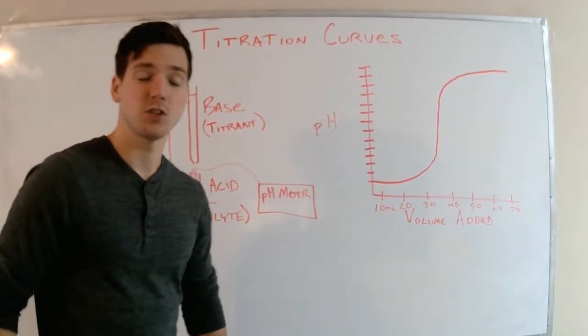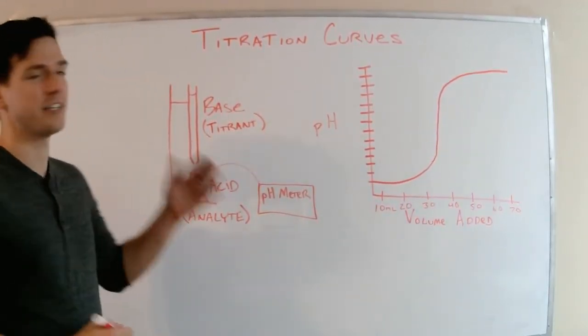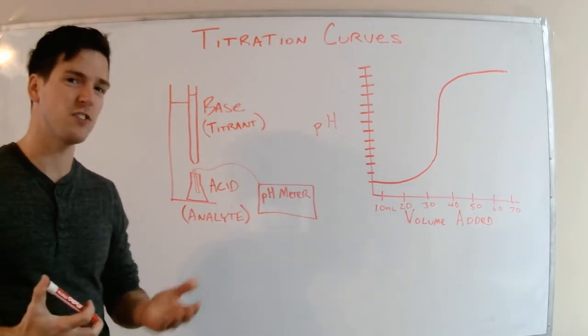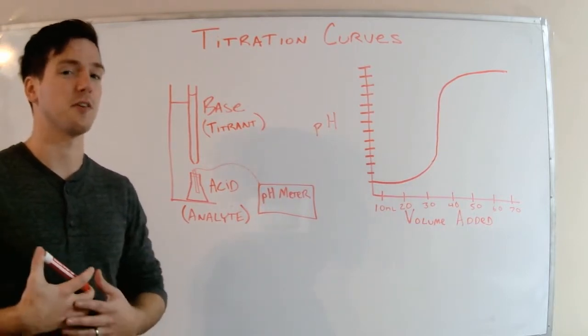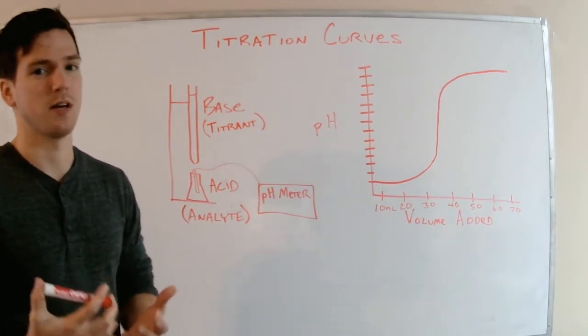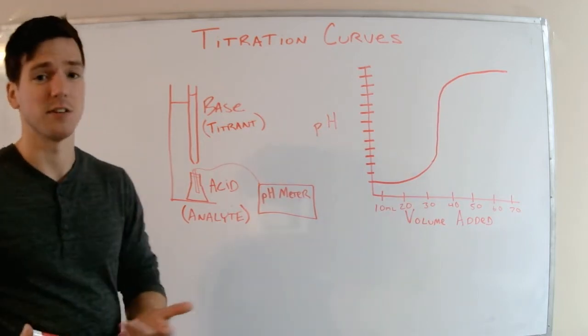Hey everyone, so today we are talking about titration curves. Titrations are used to help us figure out the concentration of a certain liquid, and it deals with an acid or a base.